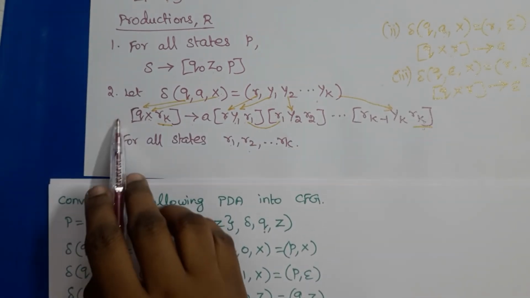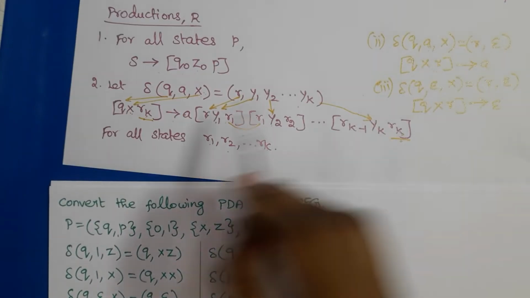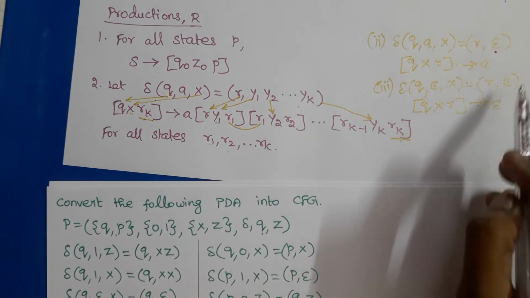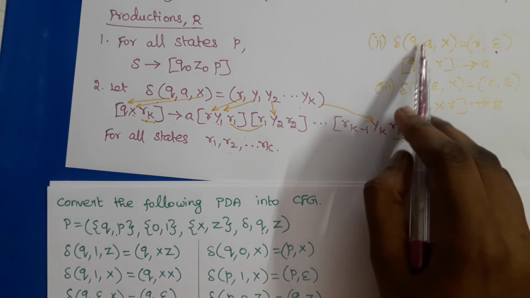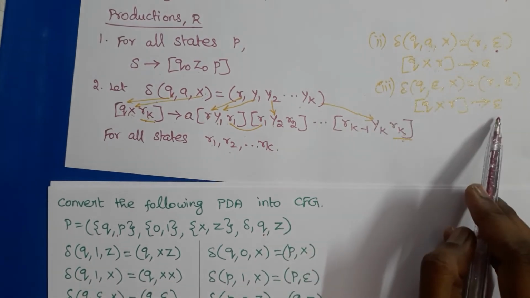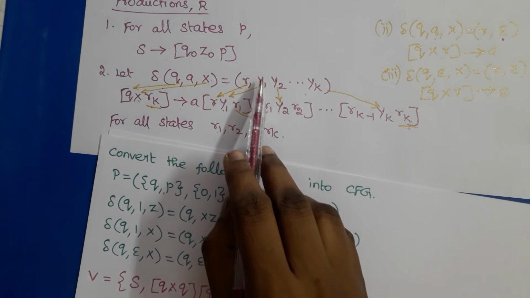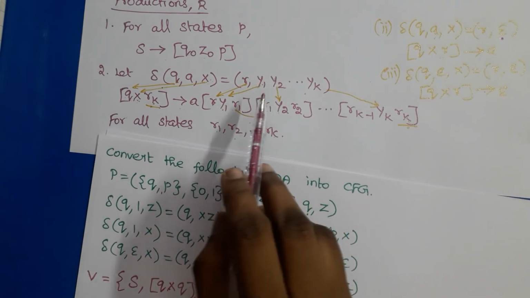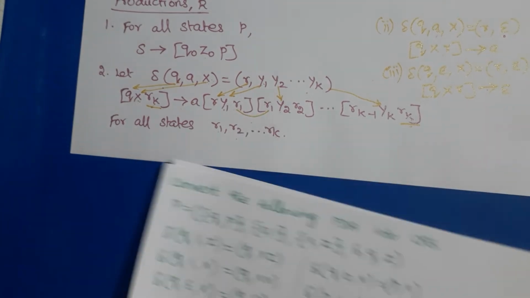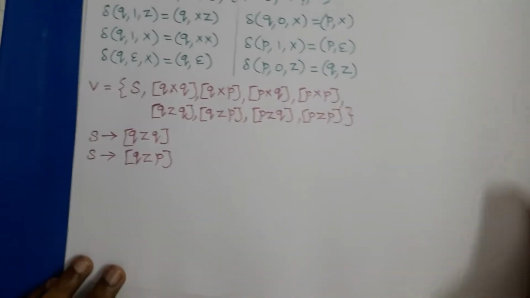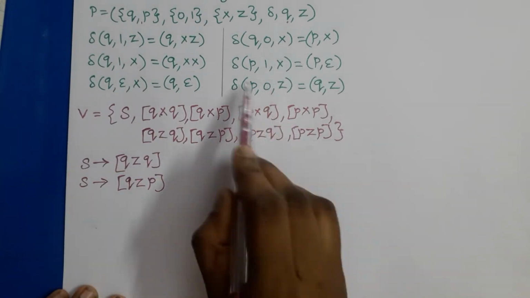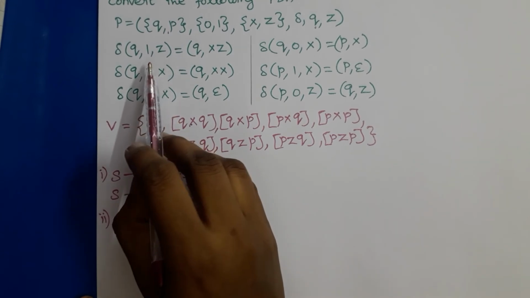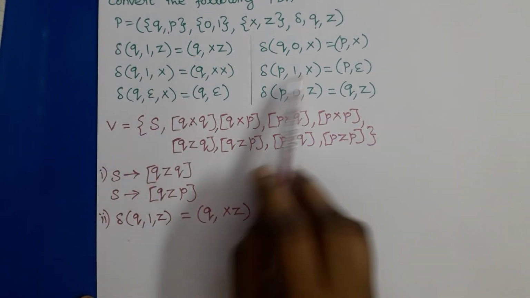Then the second condition, here there are 3 parts. So it may be a push operation or pop. In pop there are 2 conditions. Here a terminal symbol may come or epsilon, and sometimes no change symbol. No change operation means here we will have only one non-terminal. So for that also we have to follow this rule. So now we have to consider all the transition functions one by one and write the rules.